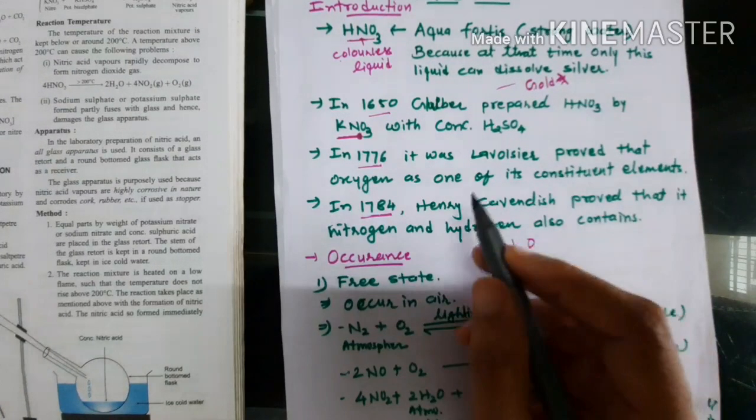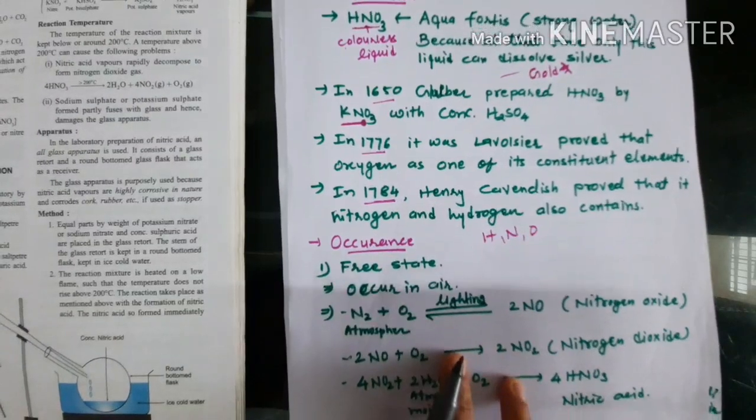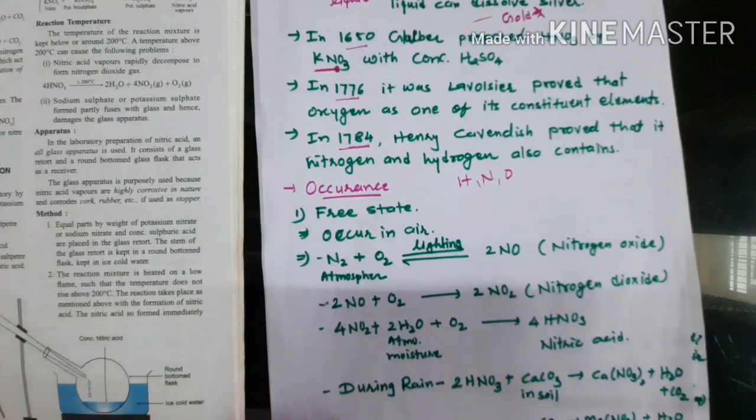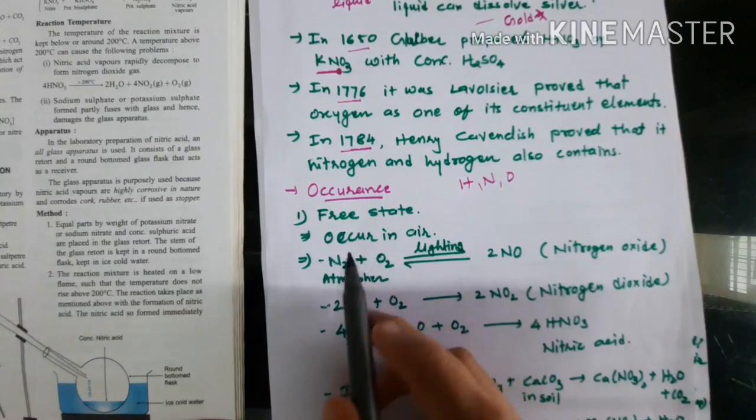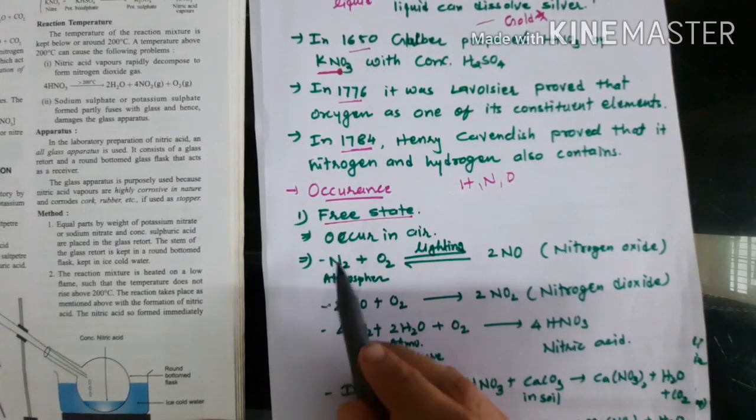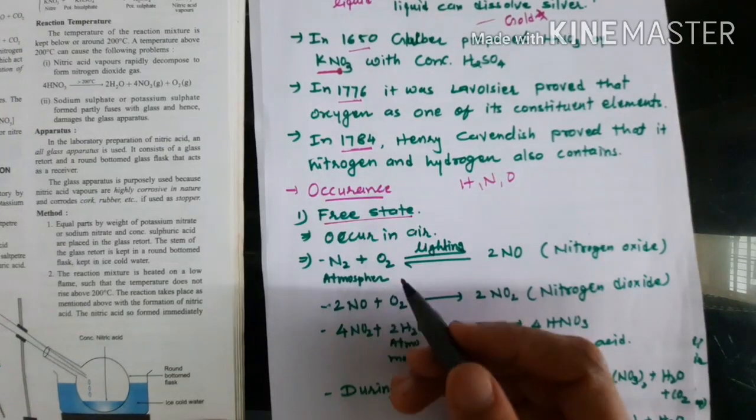Okay, I hope you understand this introduction. Now let's see the next one, that is the occurrence. There are two ways nitric acid is present. First is the free state. In a free state, only nitric acid is present.